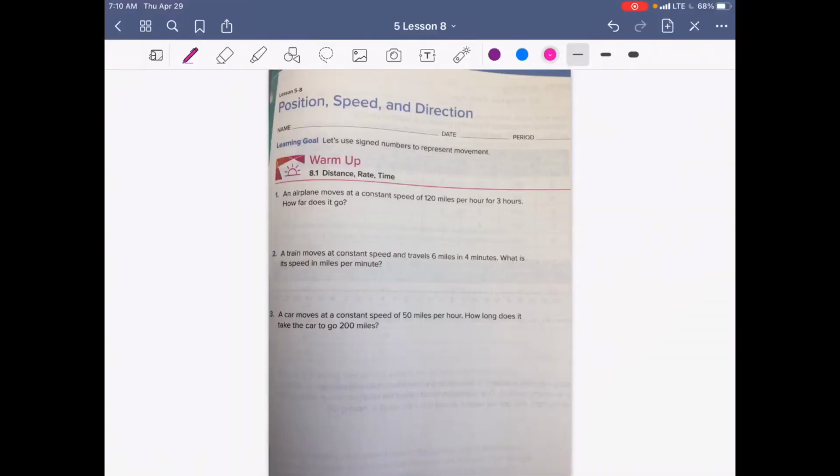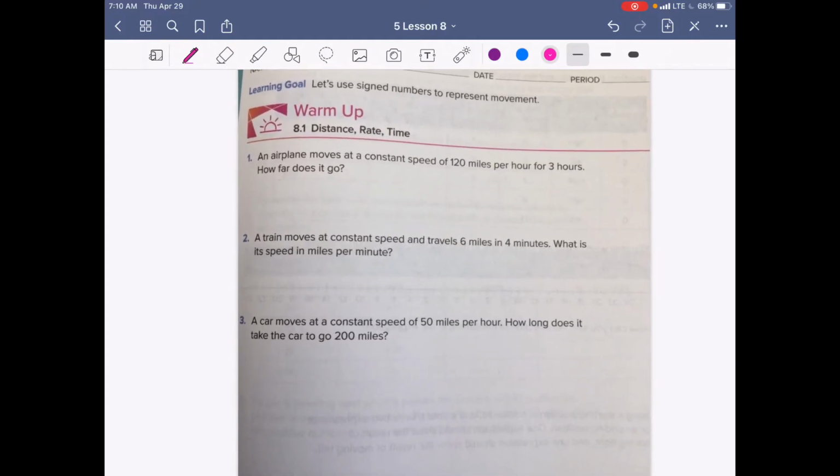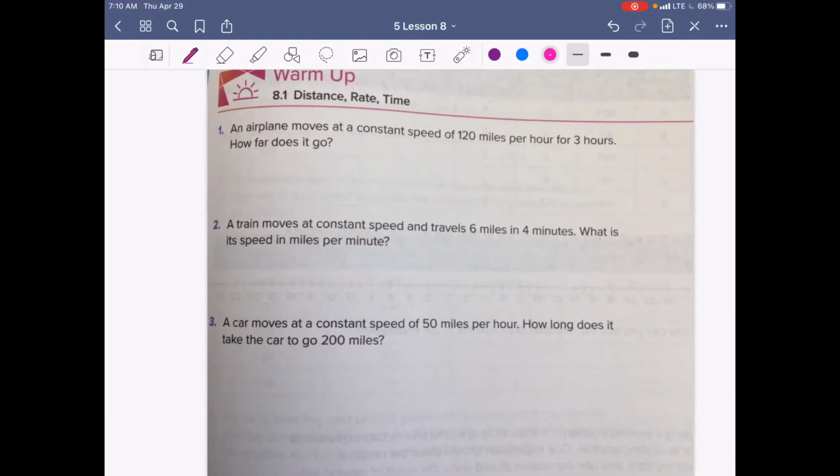Welcome to Unit 5, Lesson 8, Position, Speed, and Direction. We're going to start today with the warm-up. Our learning goal is, let's use signed numbers to represent movement.